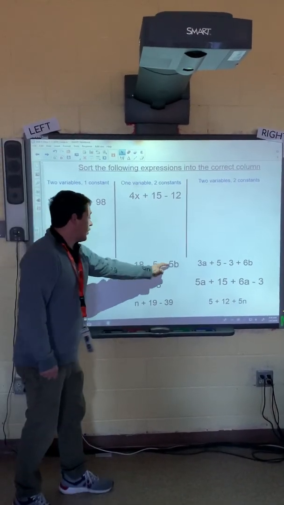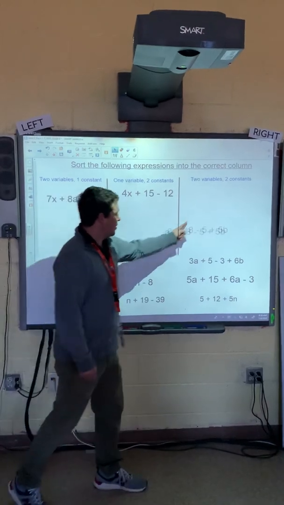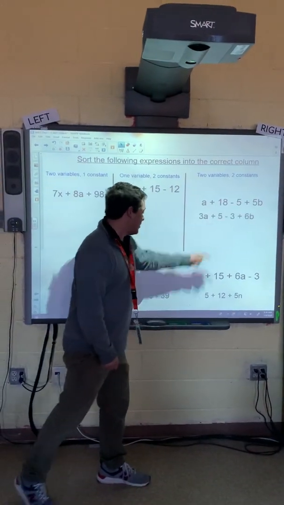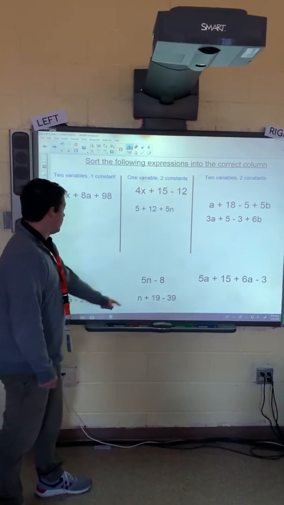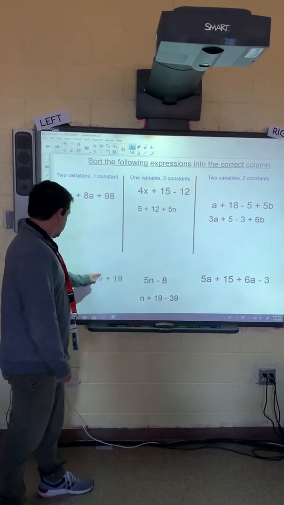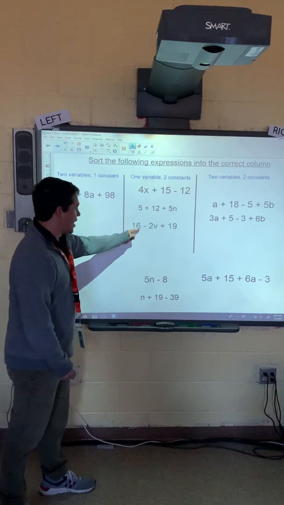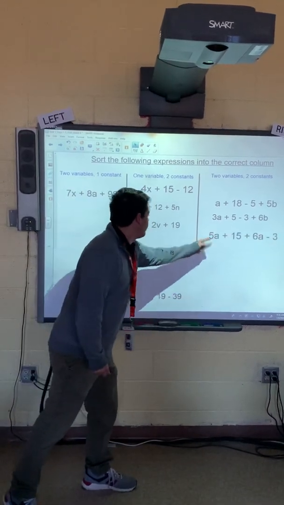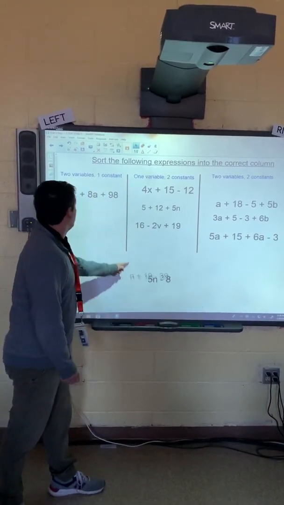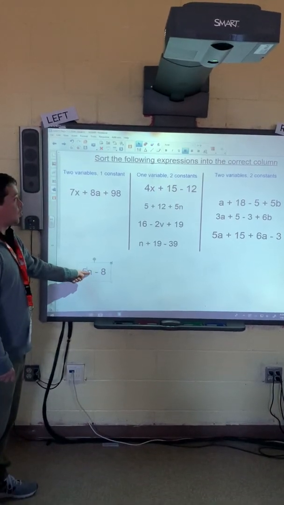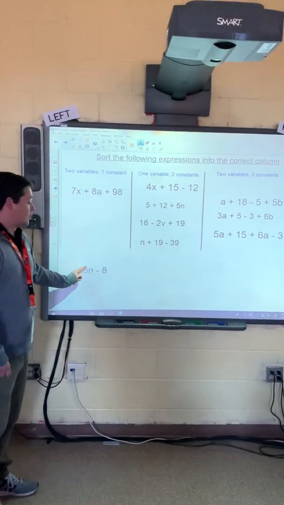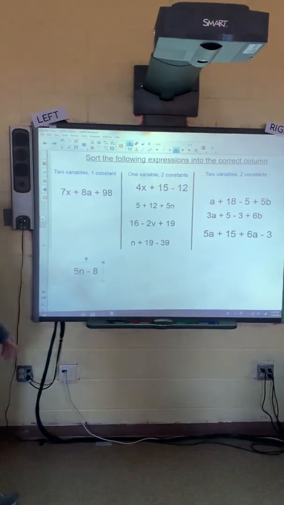1 variable, 2 constants, 2 variables, 2 constants, and this one does not go anywhere because it has 1 variable and 1 constant. So 5n minus 8 should not be used.